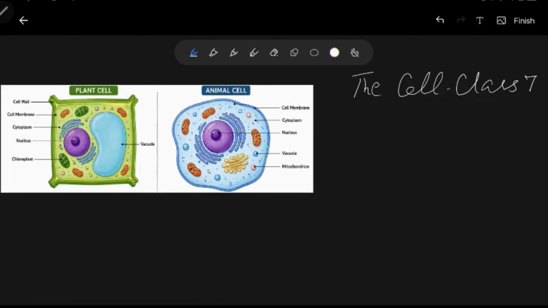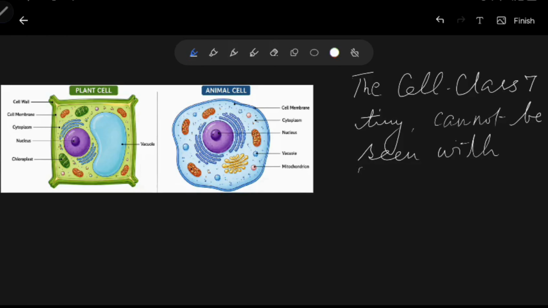What is a cell? A cell is an extremely small, tiny thing, and most of the cells cannot be seen with naked eyes. How can we see them then? We can see them with the help of some aids like a microscope.